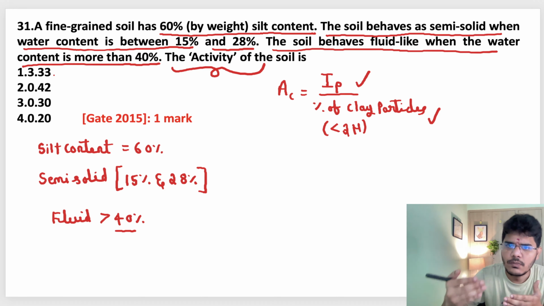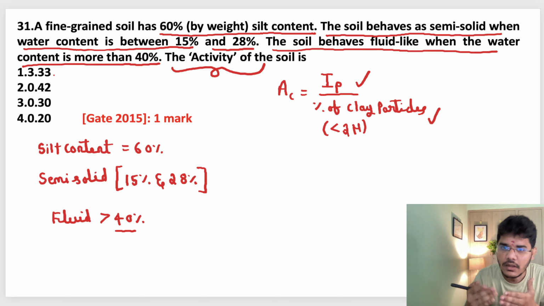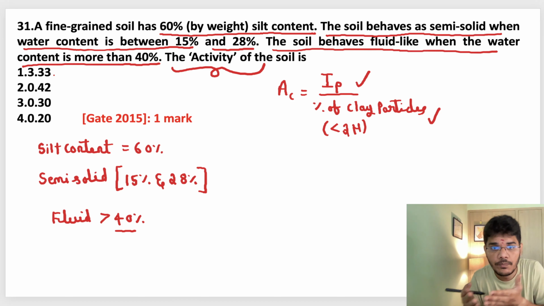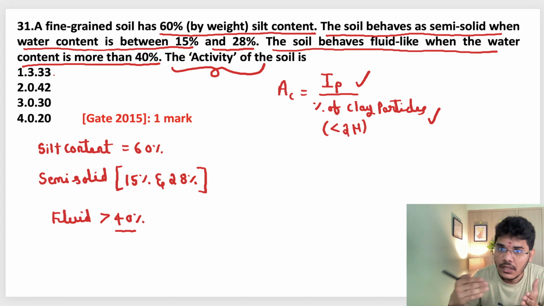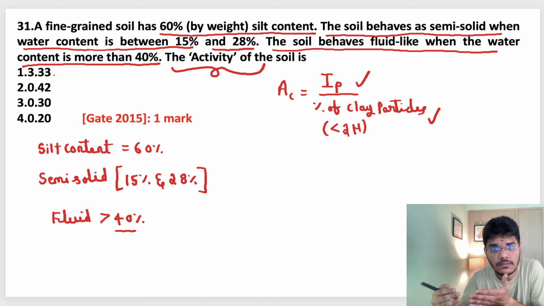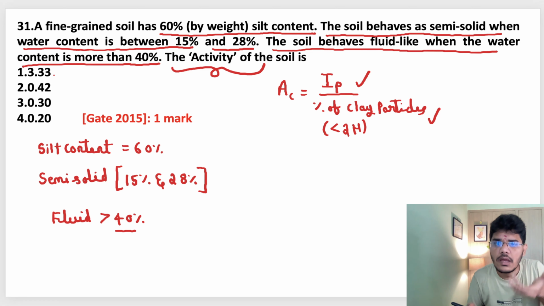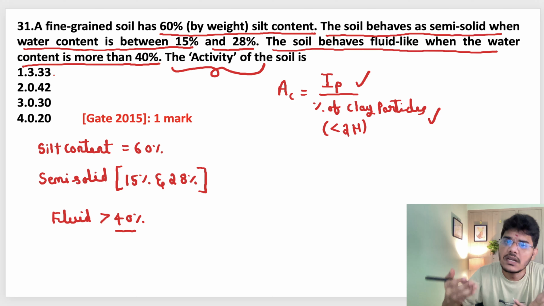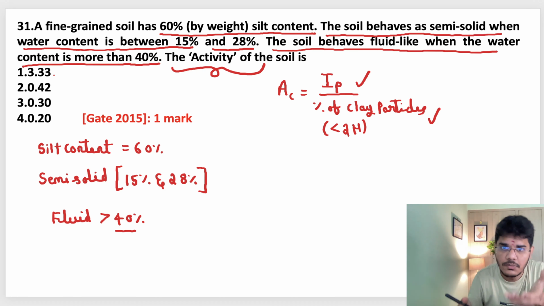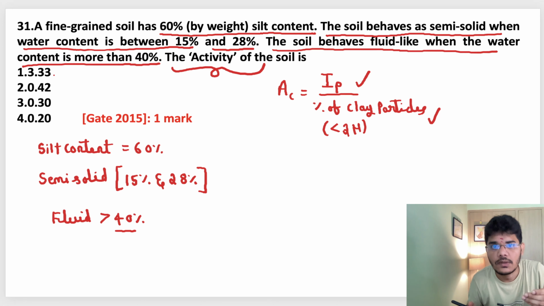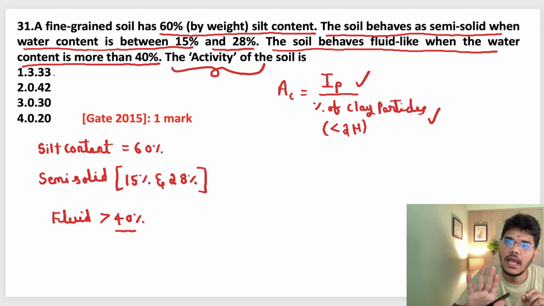There are some numerical values for this activity number. If it is less than 0.75, then the soil is inactive. If it is 0.75 to 1.25, then it is normally active. If the activity number is more than 1.25, then the soil is active. That means the more the activity number, the more the tendency of volume change of the soil. That is its significance. This is the concept of activity number.